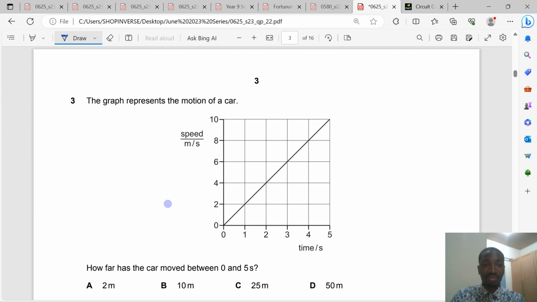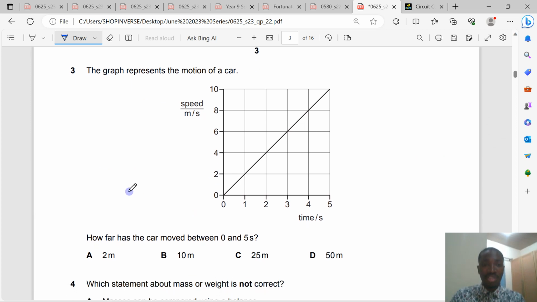Question number 3. The graph represents the motion of a car. How far has the car moved between 0 seconds and 5 seconds? Between 0 seconds and 5 seconds, the time here is 5 seconds. How far refers to distance. In order to get distance from a speed-time graph, just find the area bounded by this curve. You get the total distance traveled. Or you use the formula: initial velocity plus final velocity, divided by 2, multiplied by t.